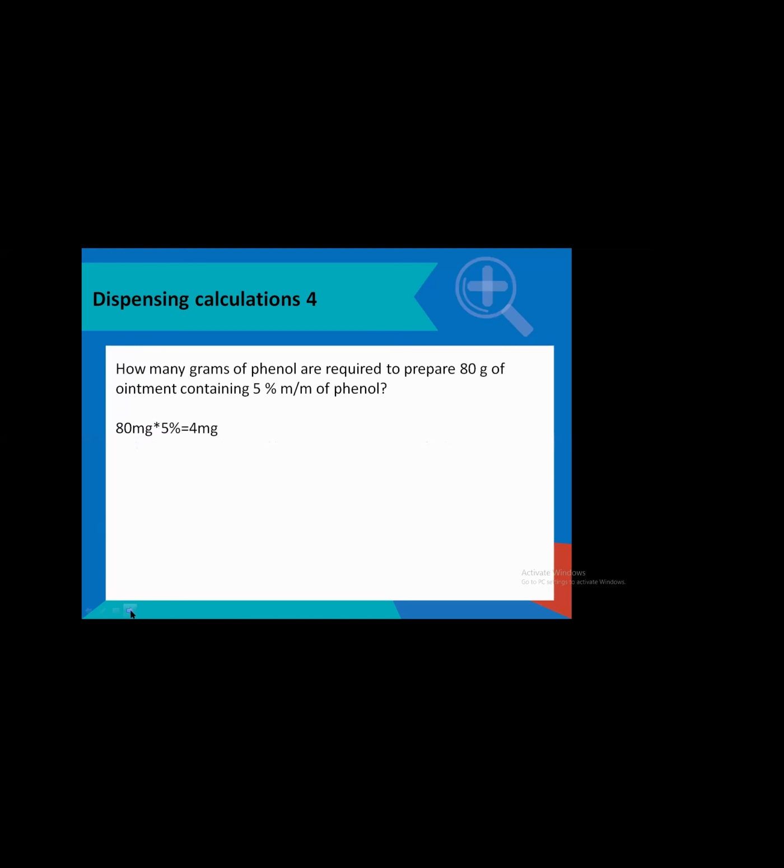The next example is: how many grams of phenol are required to prepare 80 grams of ointment containing 5% milligram per milligram of phenol? With this one, usually with preparations, it depends on how the prescriber wants to prescribe. Others are going to give you the percentage they want, or they're going to give you the gram that they want within a specific gram. So now you need to be able to calculate the concentration.